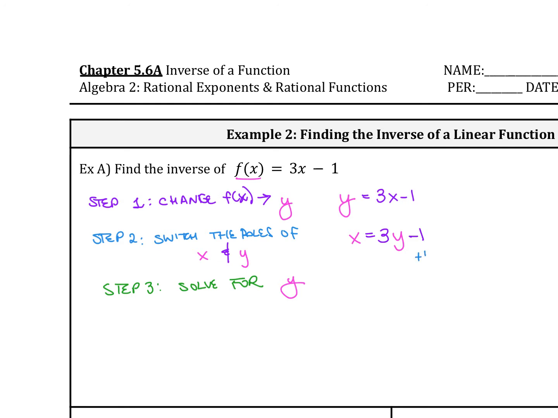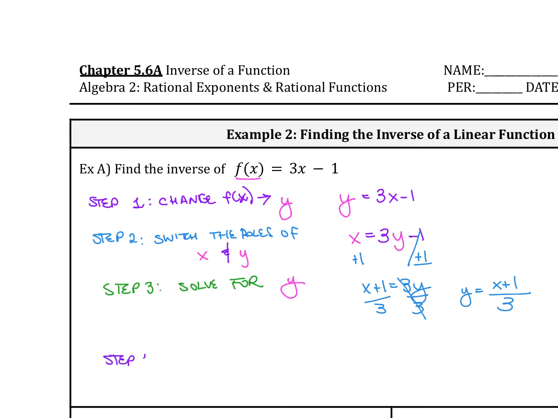So first, we want to add 1 to both sides. So we have x plus 1 equals 3y. Divide by 3. So now we have y equals x plus 1 over 3.